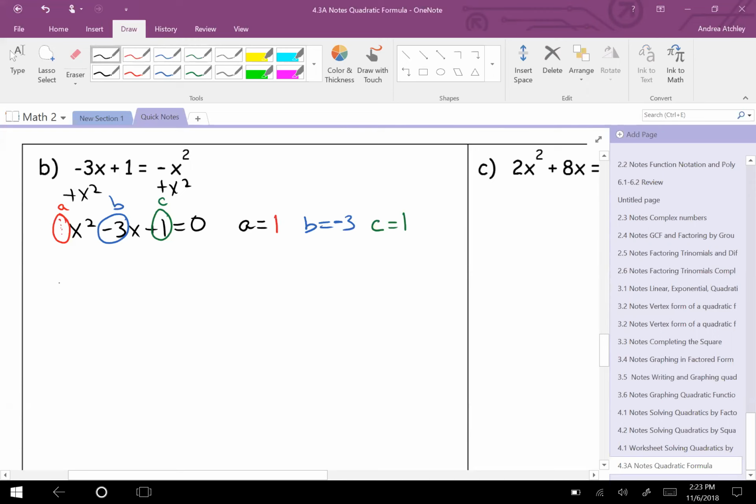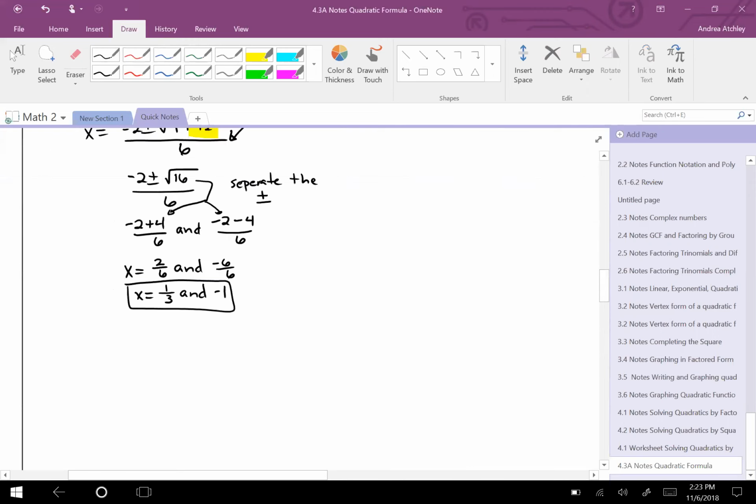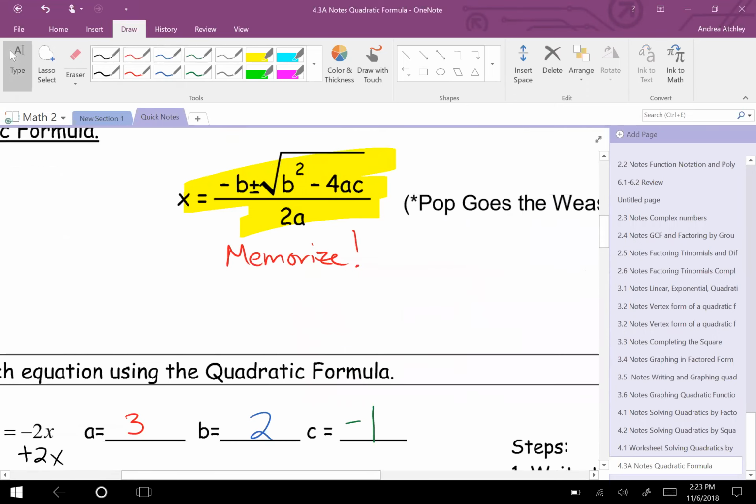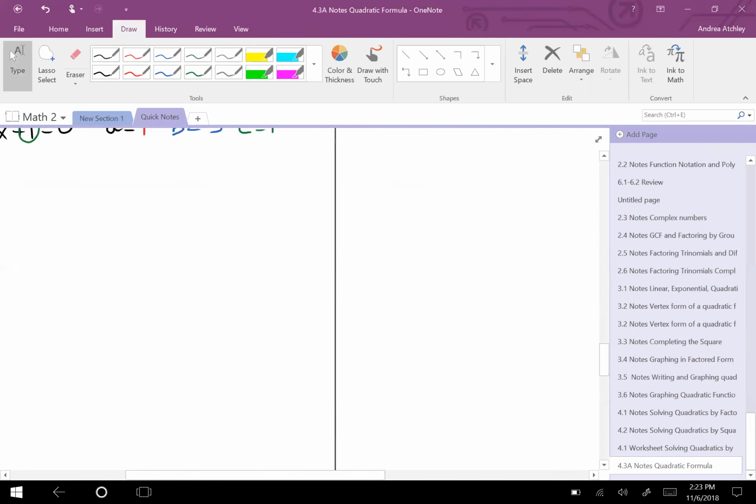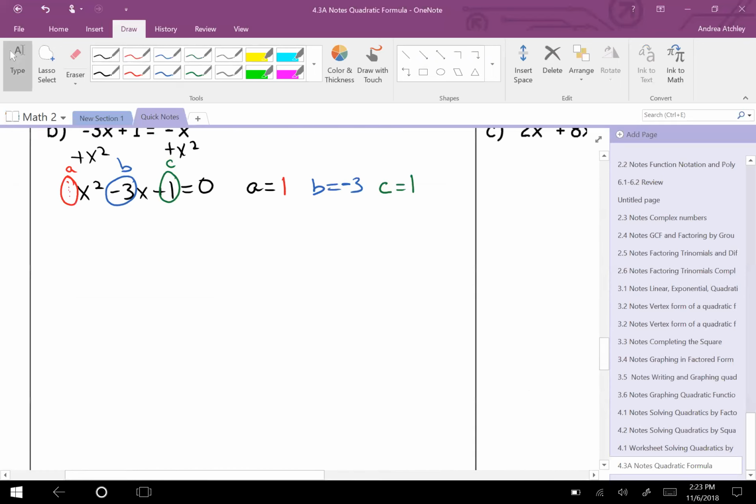Everyone ready? I'll put it back up so you can see. Let's sing it again, everybody. X equals negative b plus or minus square root b squared minus 4ac all over 2a. Very good. So we're going to write it out: x equals negative b plus or minus square root b squared minus 4ac all over 2a.